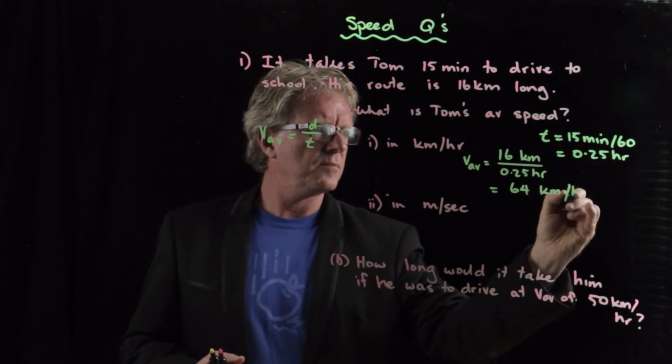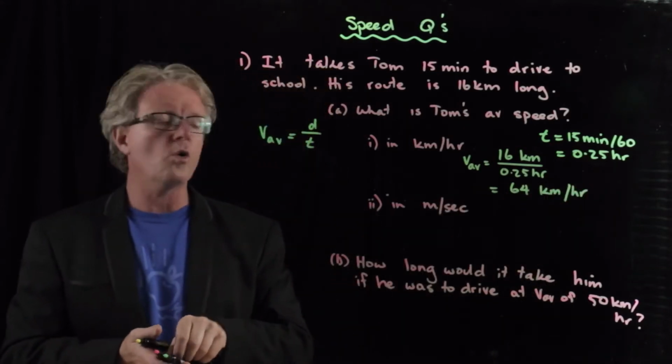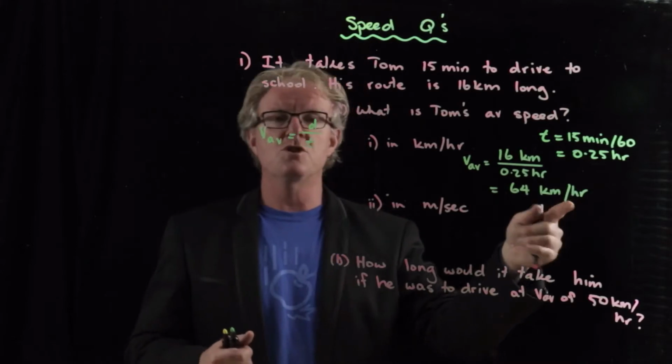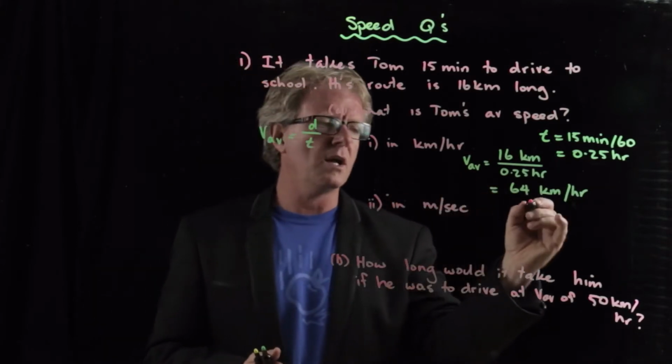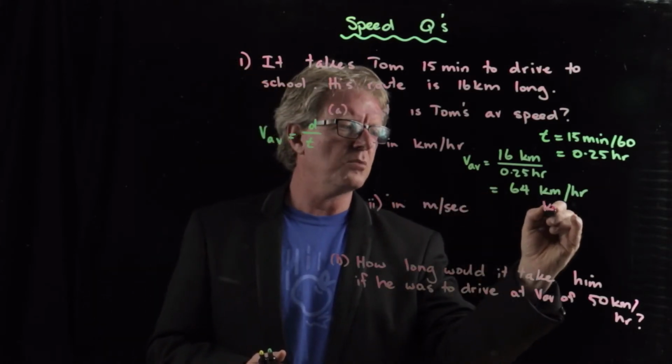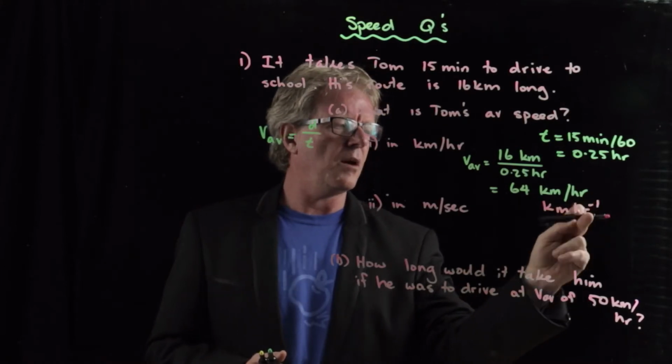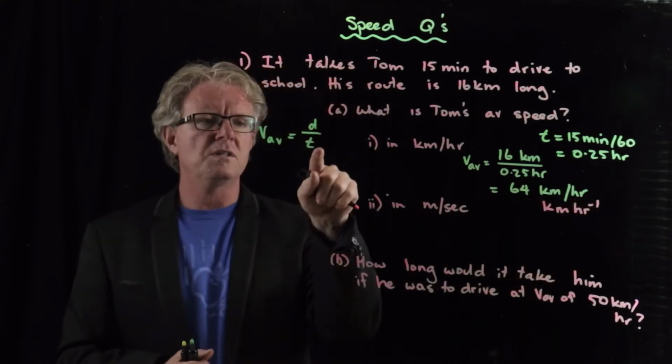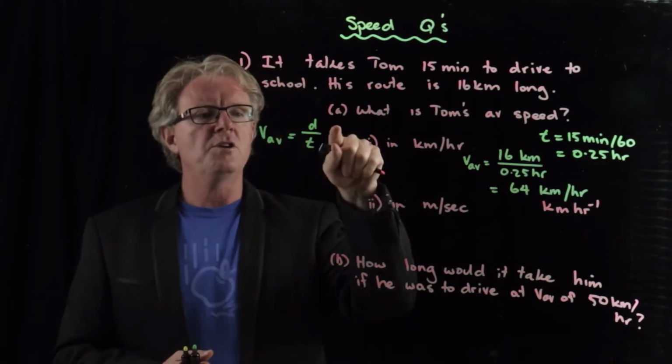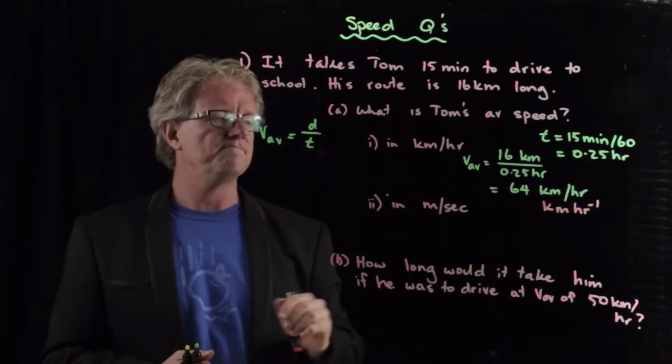Now you can write it like that, or if you remember a little bit of maths, if the denominator is brought up, it's to the -1 indices. So you could write kilometers per hour with the -1 at the top. It just means it's gone from the denominator and you're bringing it up and writing it in one line.